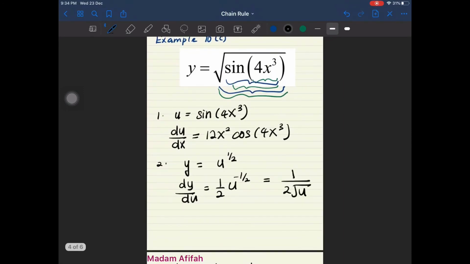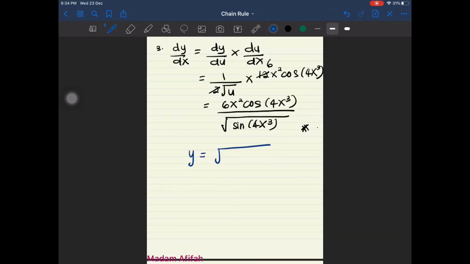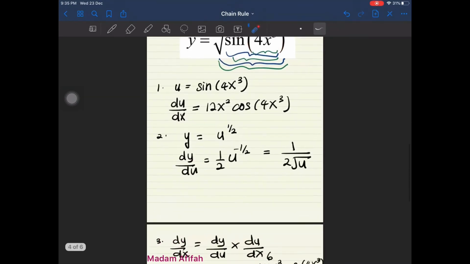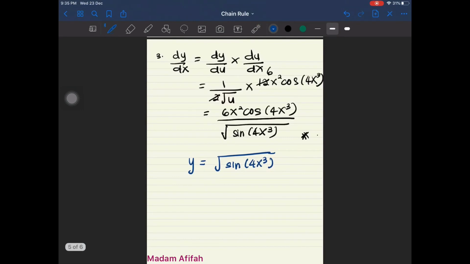So this is the first way on how to use the chain rule to solve this problem. Okay, now let us try by letting u as this one first. So you have y equals square root sine 4x cubed. Now I am using the second technique, where I want to let this one be u. And I want to show you that the answer will be the same.